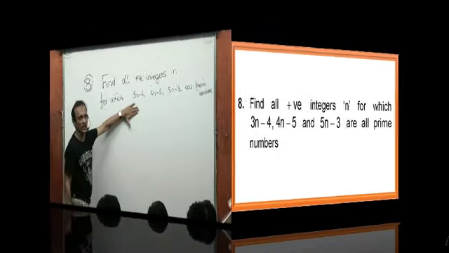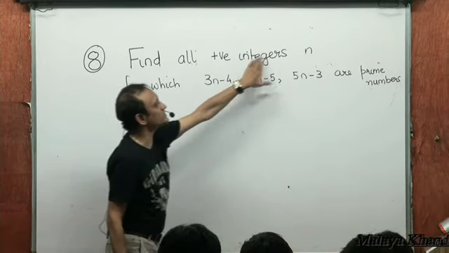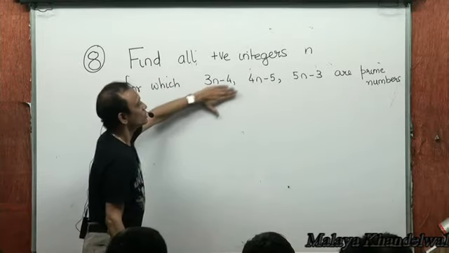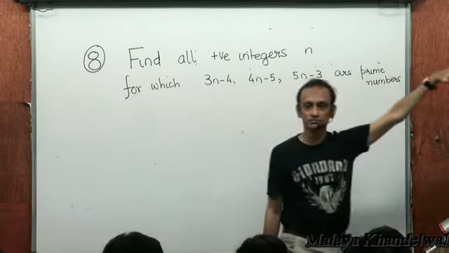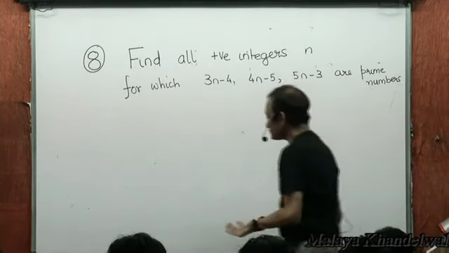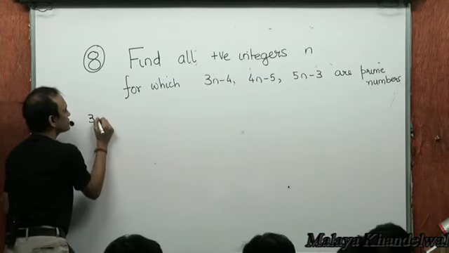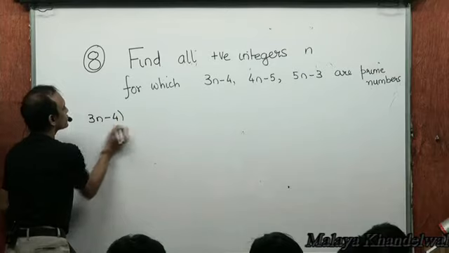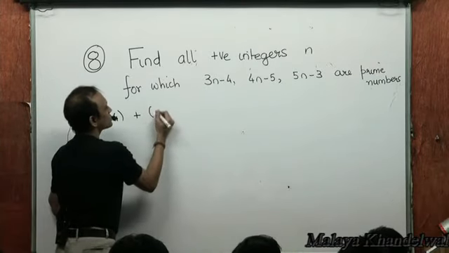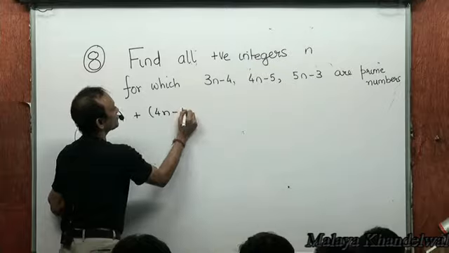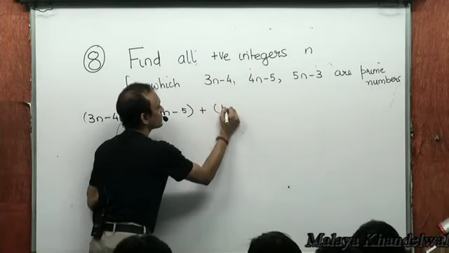The problem is pretty straight actually. Find all positive integers n for which these three are prime numbers, right? Now, if you add these three prime numbers, 3n minus 4 plus 4n minus 5 plus 5n minus 3.